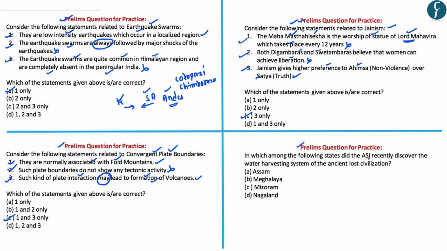Now coming to the fourth question. The fourth question here is, in which among the following states did the Archaeological Survey of India recently discover the water harvesting system of the ancient lost civilization? And as we have discussed, this ancient lost civilization was discovered in the Wangchia village, which is located in Mizoram. Hence, the answer to this question is C.